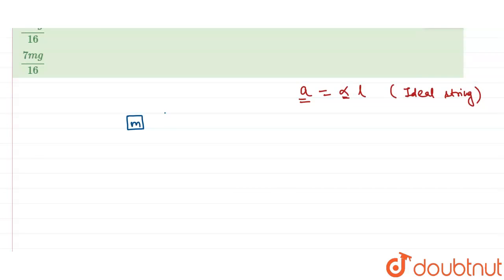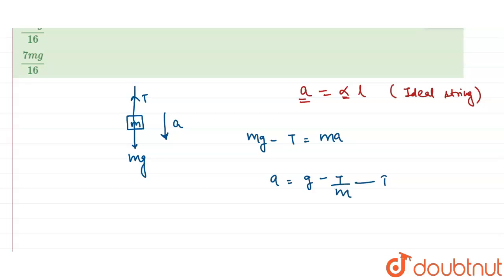Now I'm going to draw the free body diagram of block m. This is block m, which is moving vertically downward with acceleration a. Now the weight of this block is acting downward, that is mg, and because of this weight there is a tension in the thread. So for this block I write a force equation by Newton's law. I can write mg minus T equals ma, and from here I can also write a equals g minus T upon m. Suppose this is my equation first, and this equation is for the block.